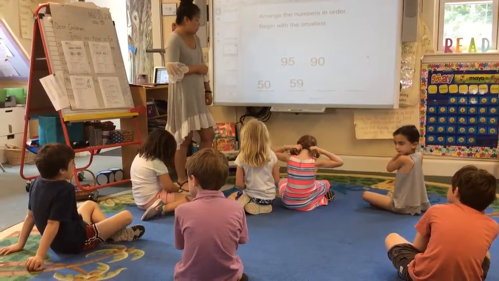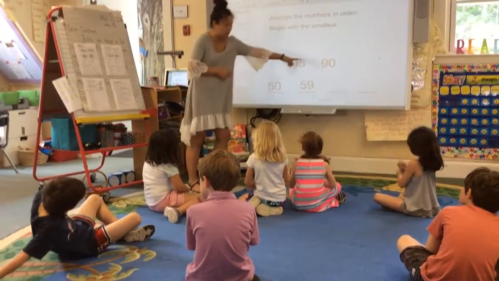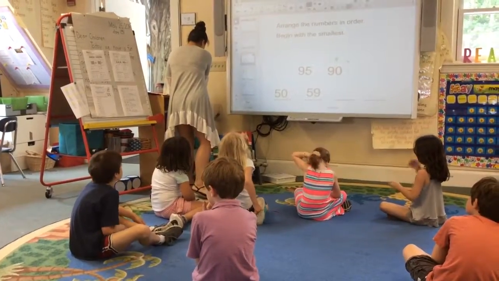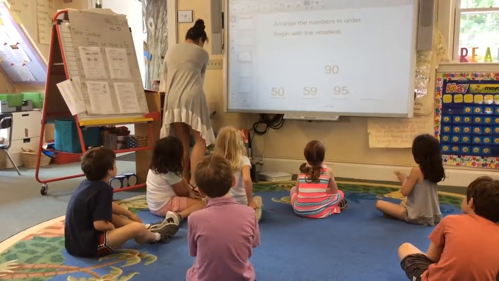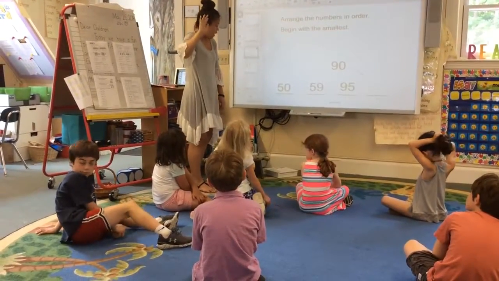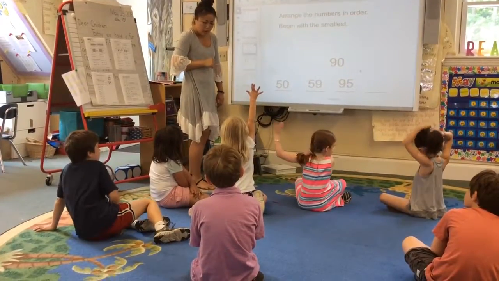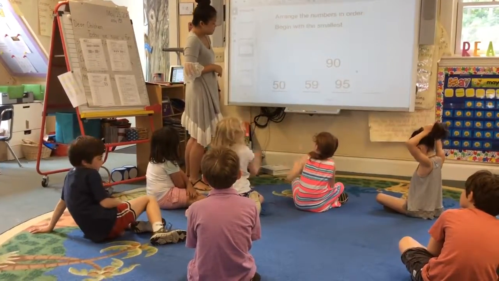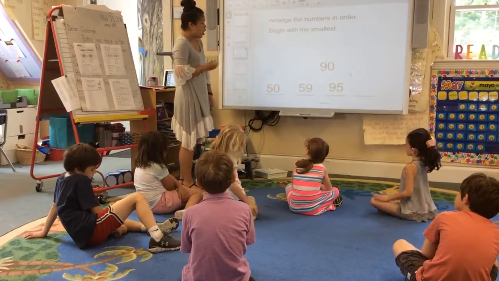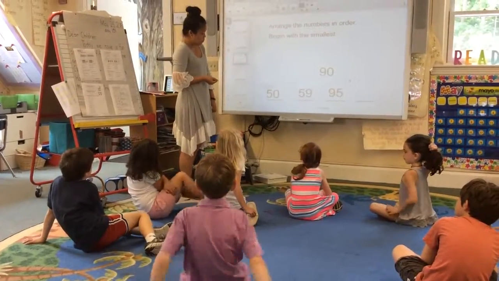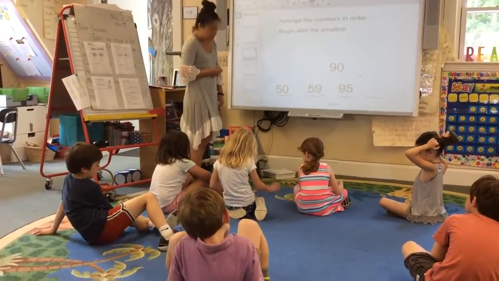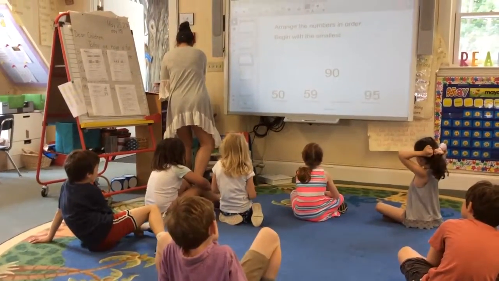Great. Rory, can you tell me what comes next in this list if we're going smallest to largest? 95. 95? Can someone raise their hand and tell me why are you saying Emma? Because it has ones. Oh, it has ones. Okay. So Rory, do you want to change your answer? 90. You want to put 90 and then you want to put 95? Okay, great.